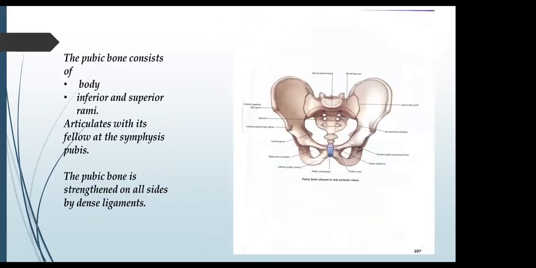The pubic bone consists of the body, inferior and superior rami, and articulates with its fellow at the symphysis pubis. The pubic bone is strengthened on all sides by dense ligaments.